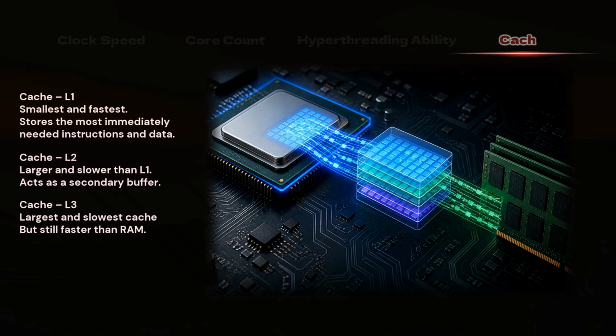Now, level 1 is small and high speed. Level 2 is larger and slower. Level 3 is the largest and the slowest of all, but still faster than RAM. Most CPUs have adequate cache for typical workloads, but more is always better. If you're choosing between two CPUs with similar core count and clock speed, consider the one with more cache.